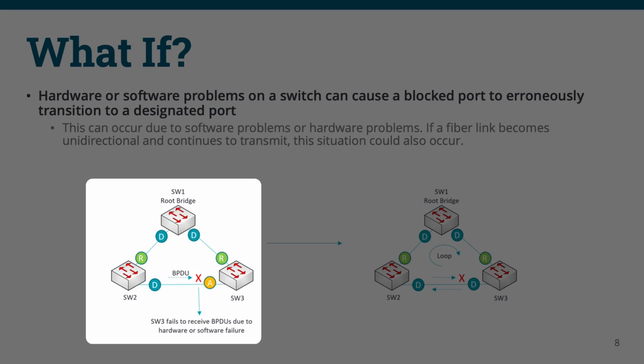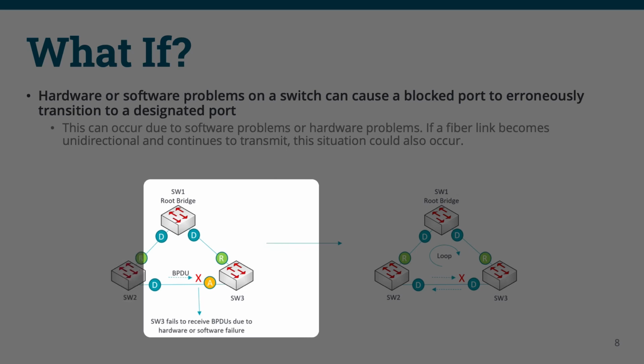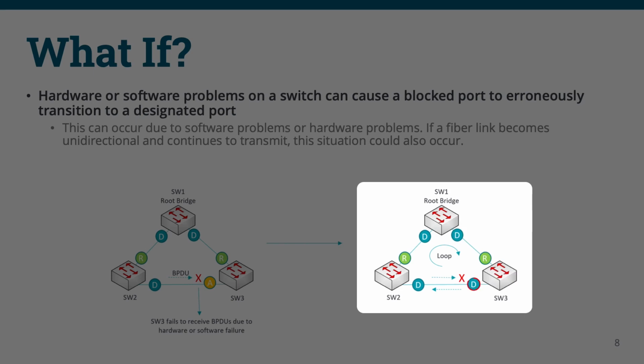switch 3. Since we are running RSTP and BPDUs act as a keepalive mechanism, once switch 3 doesn't see a BPDU from switch 2 for 6 seconds by default, it will assume there's an issue and proceed to transition this port from an alternate to a designated port in a forwarding state, which will then create a forwarding loop. Although unidirectional links are somewhat rare, we cannot allow this situation to bring down the entire network. So, how exactly does loop protection save us from this situation?